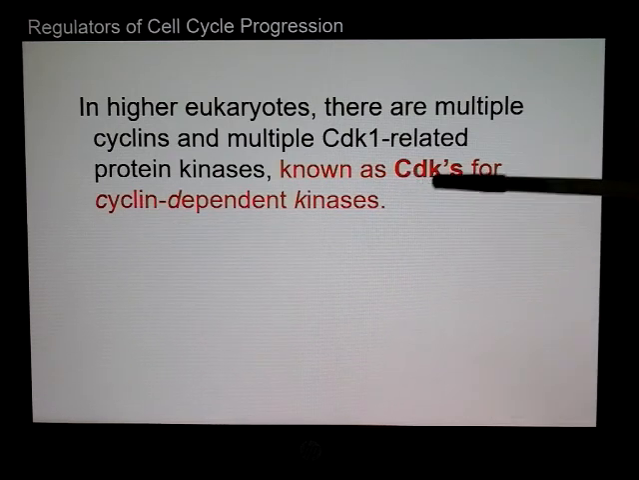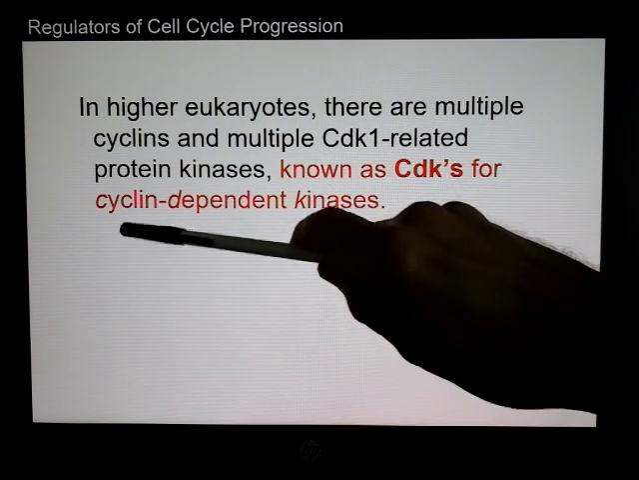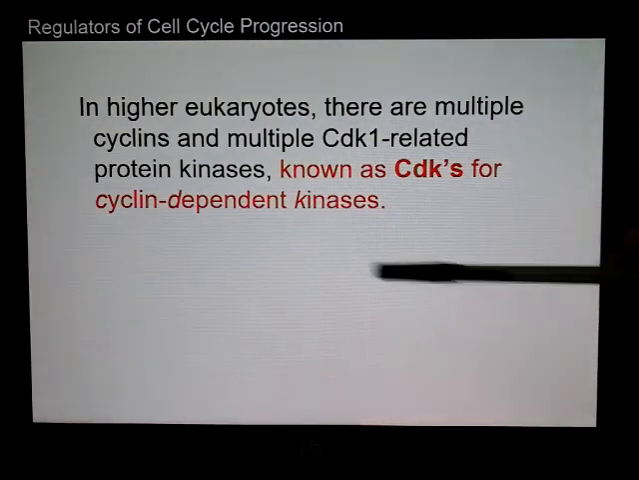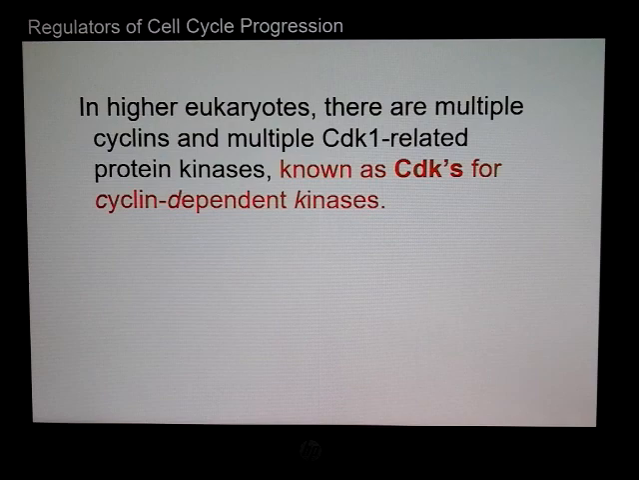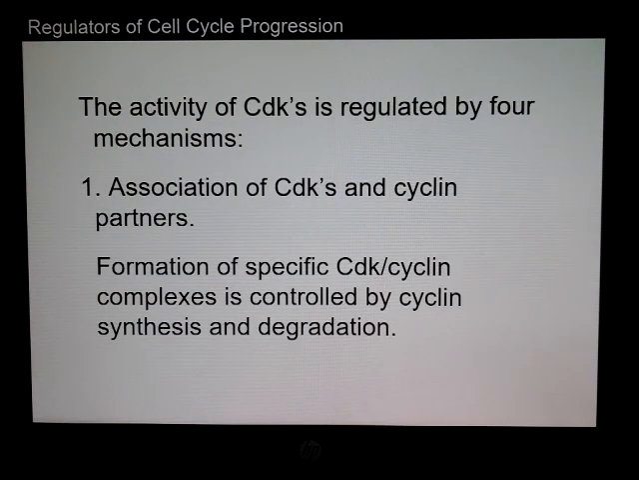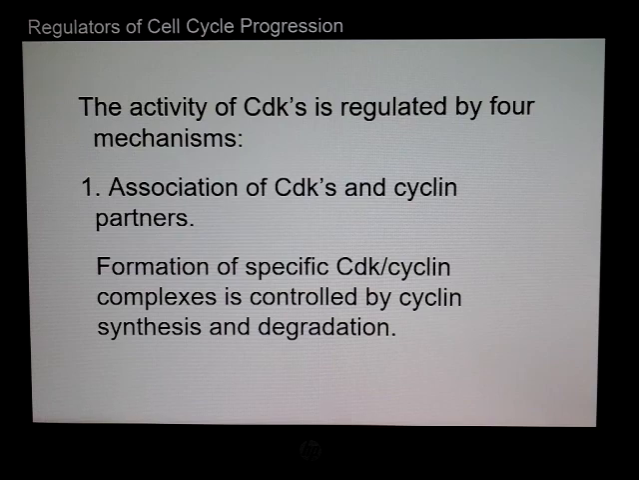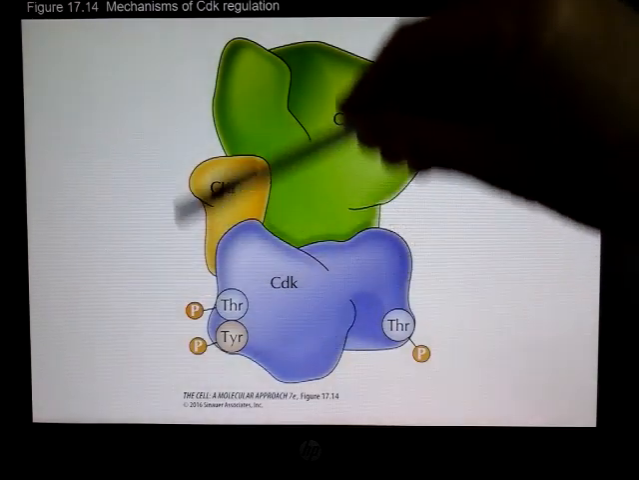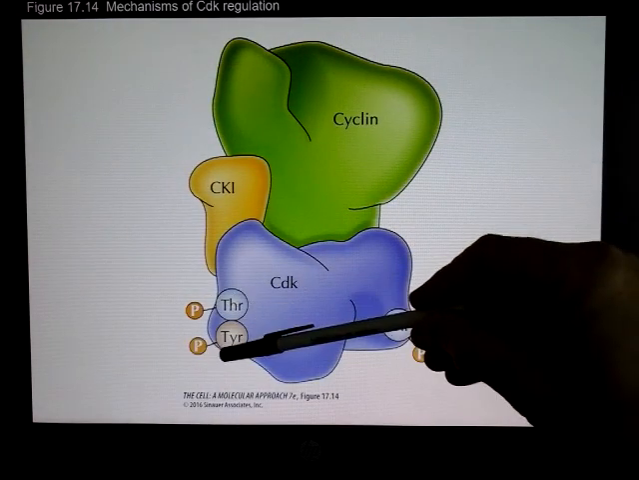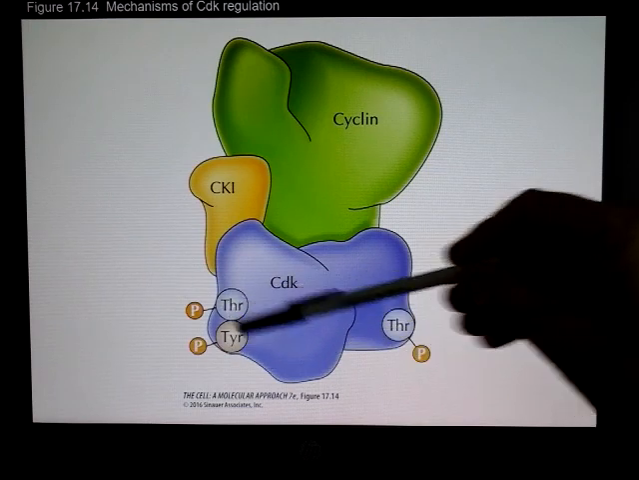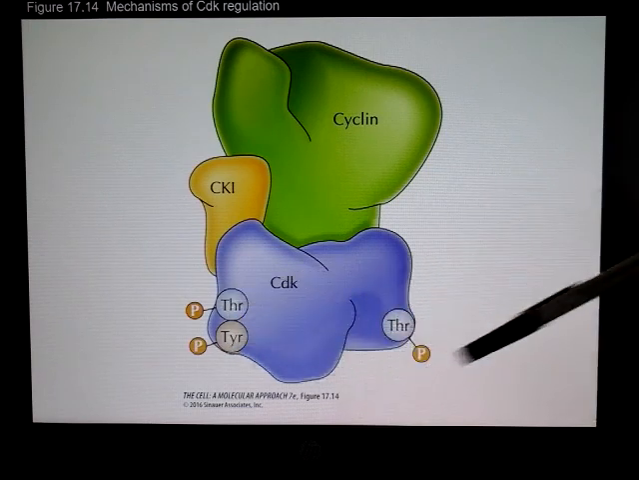So the CDKs, CDK stands for cyclin-dependent kinases. There's a lot of cyclins and a lot of cyclin-dependent kinases out there. The CDKs are regulated by 4 mechanisms. If the cyclin-dependent kinases and cyclin come together, then you get this complex that gets formed. And here's a good example of that. What this is showing here, just so you know, are tyrosines and threonines that have been phosphorylated.